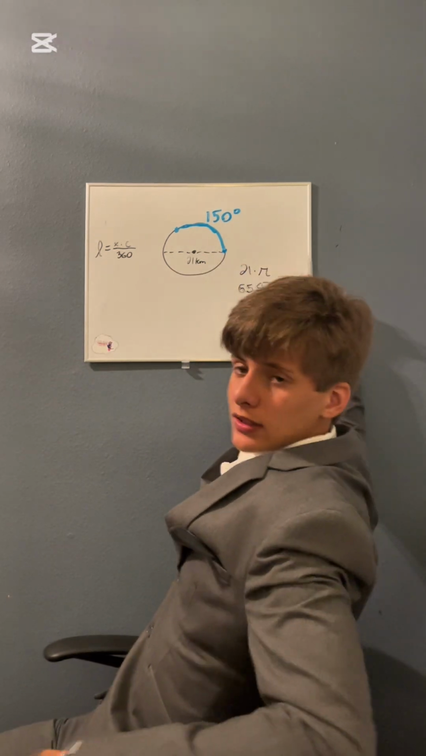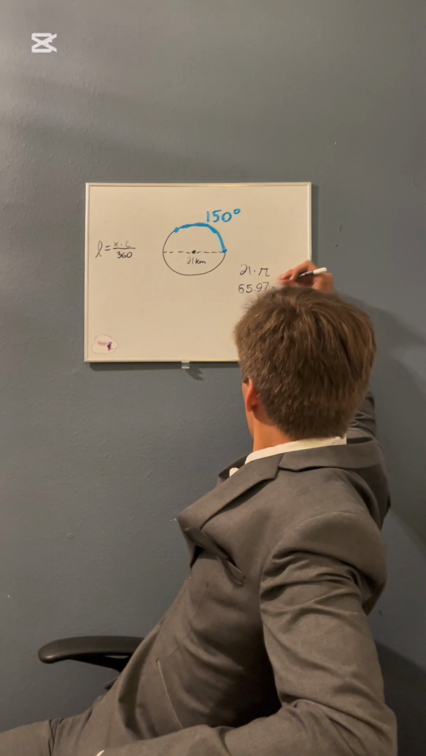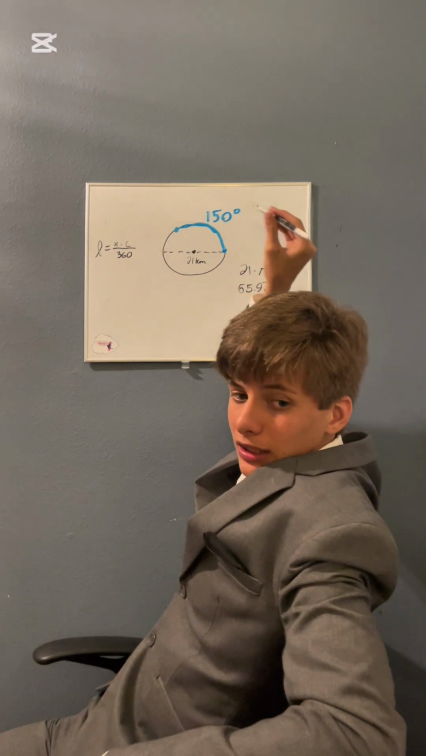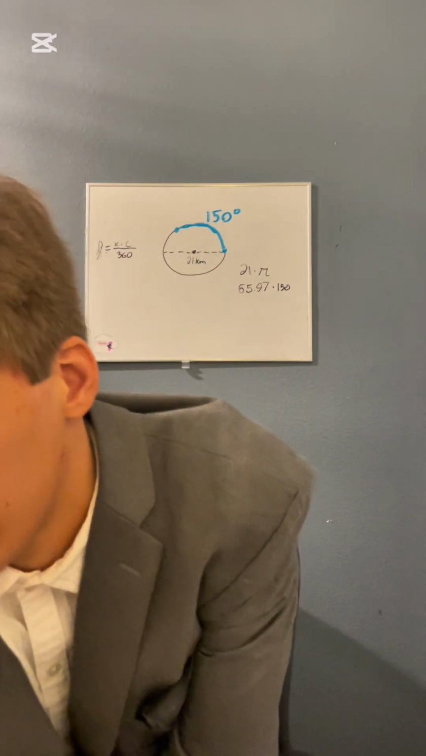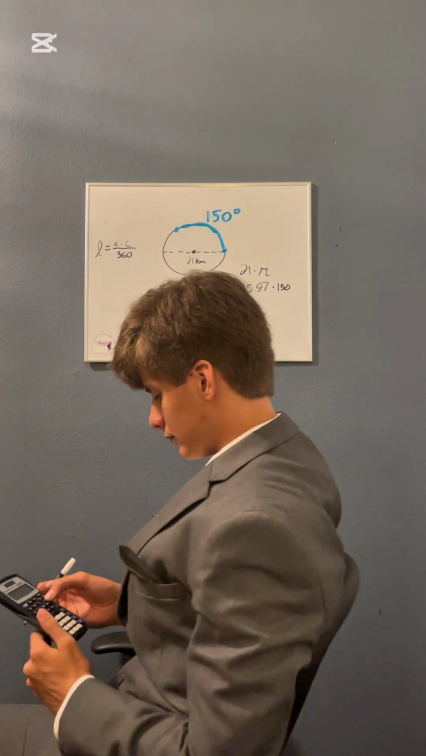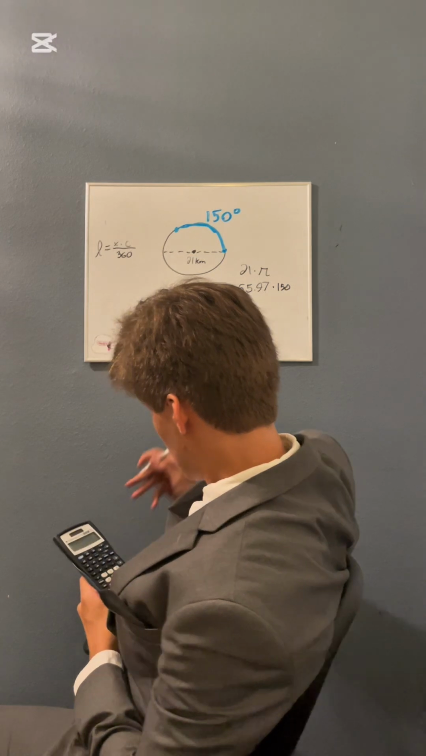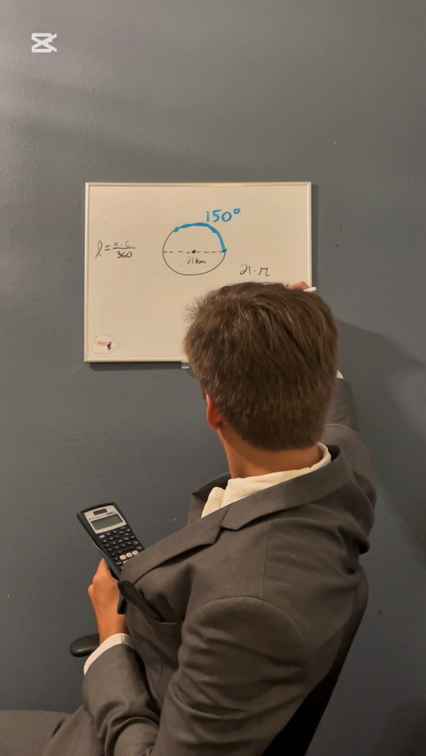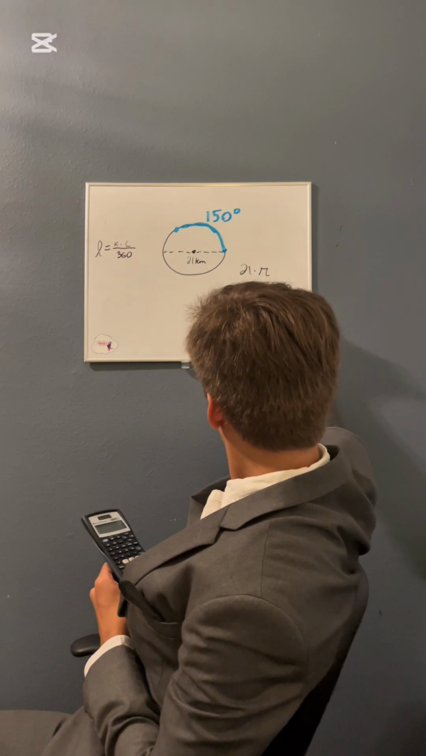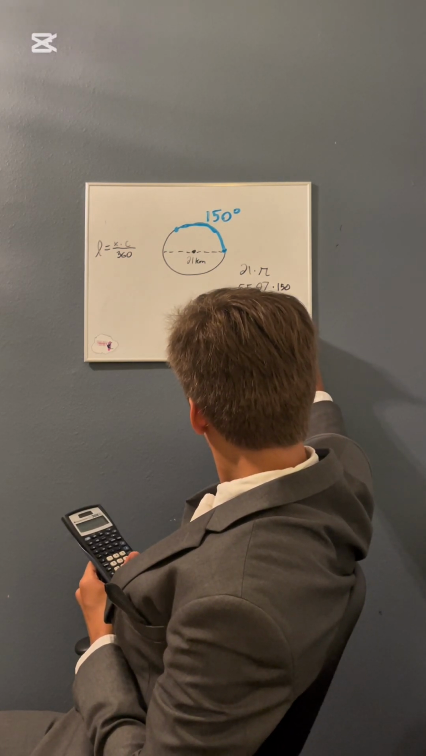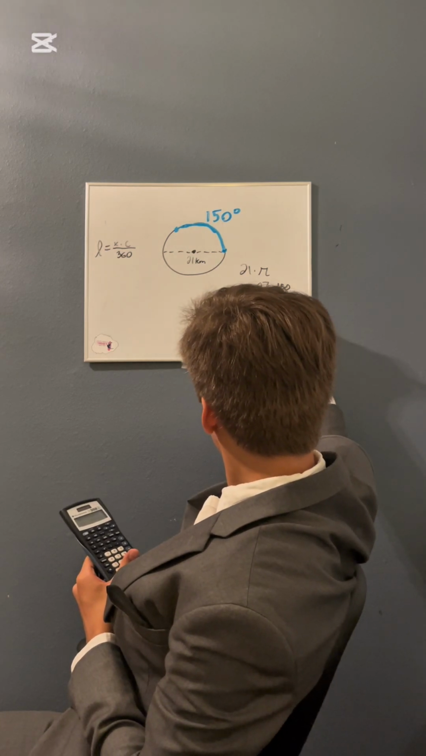So after you get 65.97, multiply this by 150 because that's your degree of arc. I'm going to need my calculator over here. After you do that, you should get 9,895.5, and don't forget you've got one more step, and that is to divide it by 360.